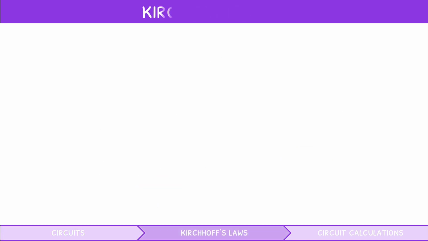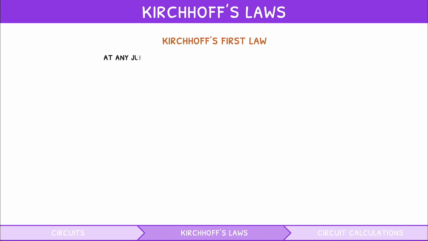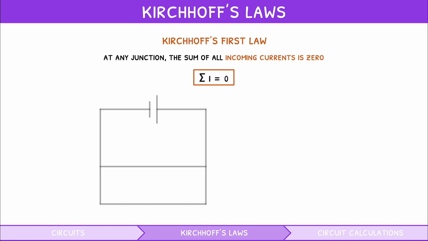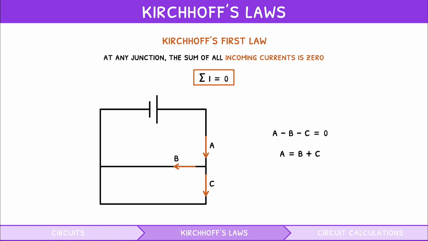This is defined by Kirchhoff's law. There are two Kirchhoff laws that you need to know, relating current and voltage respectively. Kirchhoff's first law states that at any junction, the sum of all incoming currents is 0. To explain this, we can imagine a circuit which divides into two branches, representing the current before the junction as A and the current after as B and C. The law states that A subtract B subtract C equals 0, and by extension, A equals B plus C. It can therefore be said that incoming current equals outgoing current.